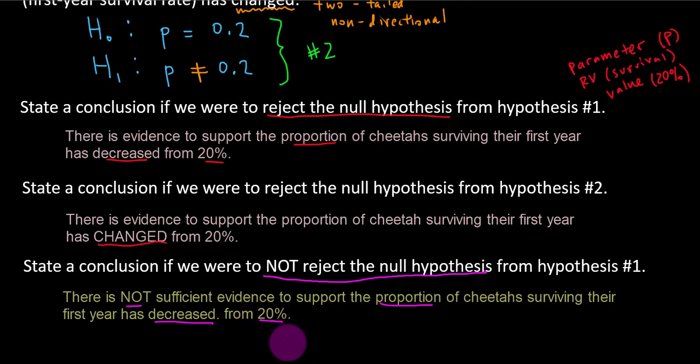And in the next video, we're going to look at another component of hypothesis testing in which an error could be made. We will discuss those possible errors and then discuss the impact of those errors as applied to this cheetah example.